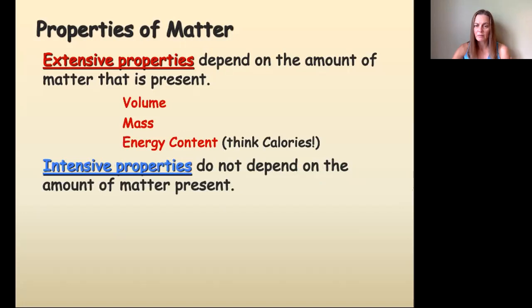We all know that a bigger bag of chips has more calories in it than a smaller bag of chips. And so by the same token, anything that we have more of is going to have a higher energy content than the same thing if we were to have less of it. Intensive properties, on the other hand, do not depend on the amount of matter present. So melting point, boiling point, density. So those don't depend on the amount of matter present. Doesn't matter how much ice you have, it's still going to melt at 32 degrees Fahrenheit, 0 degrees Celsius.